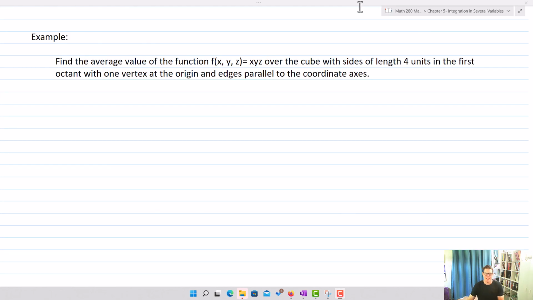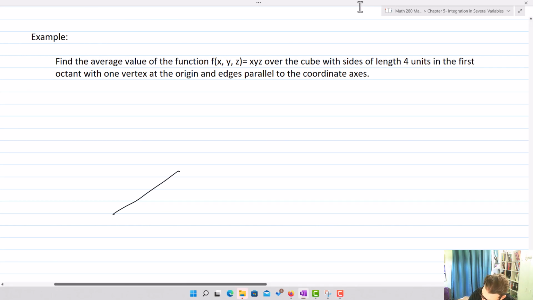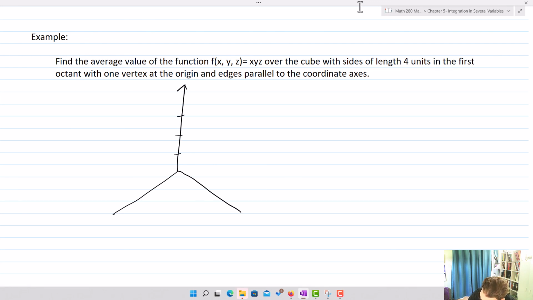Let's find the average value of the function f of xyz equals xyz over the cube with sides of length 4 units in the first octant, with 1 vertex at the origin and edges parallel to the coordinate axes. So let's draw this out. Think to yourself, what does this look like? It's a cube, and the edges are going to be 4 units: 1, 2, 3, 4. We go out to here.